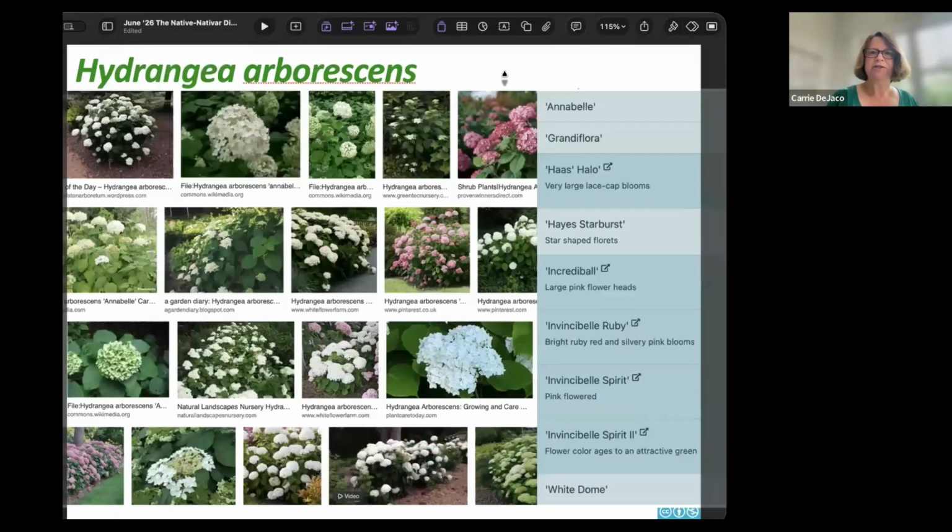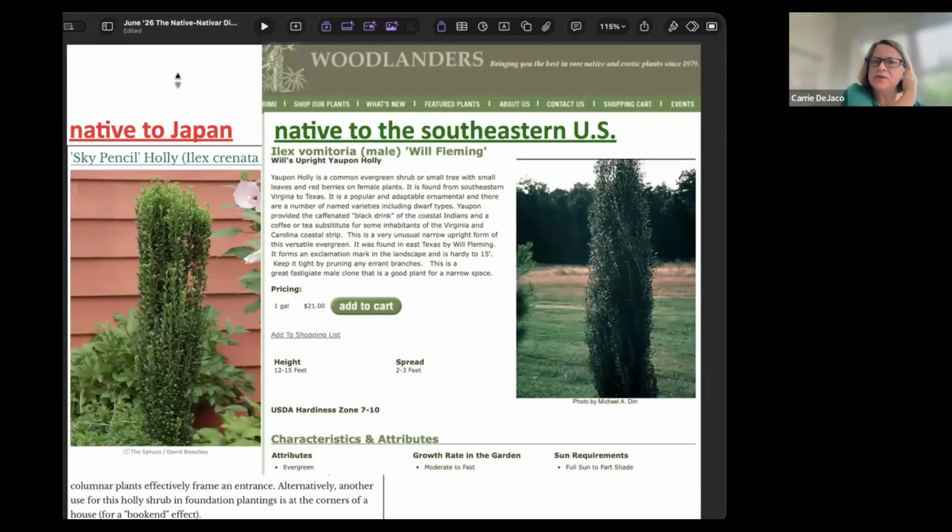All right, so just to give you some more examples of this, Hydrangea arborescens is one of the hydrangeas that is native to our area. We've got lots of different cultivars here, and different cultivars will have different characteristics, because those are the characteristics of the initial plant that was selected, given this name, and then cloned. We do have some native cultivars now that have some really cool appearances.